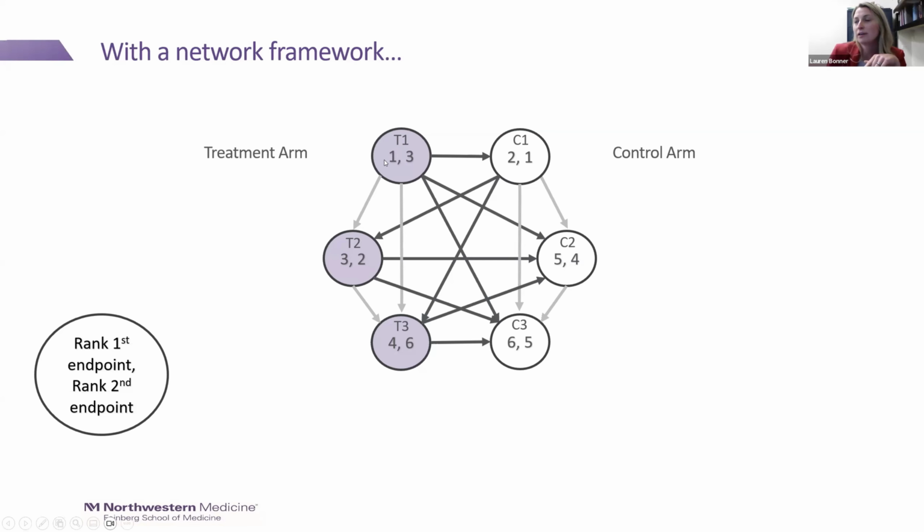For example, if I'm comparing T1 and C1 on the first endpoint, where this person has the better rank of 1 and this person has the second rank of 2, then I would see that this would be a win for T1. And for the win ratio, we just care about the edges connecting the treatment and control participants. So I could estimate my win ratio using this network framework, using the node degree or the edges that indicate wins or losses.